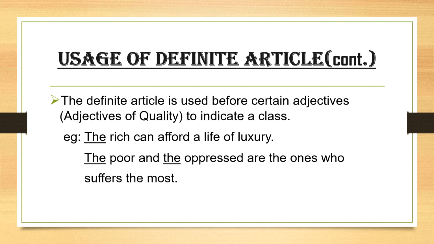The rose is the sweetest of all flowers. Moving on, the definite article is used before certain adjectives, that is adjectives of quality, to indicate a class. For example, the rich can afford a life of luxury. So, here the sentence is talking about a particular class of people who are rich. Hence, the definite article the should be used before the adjective rich. Another sentence, the poor and the oppressed are the ones who suffer the most.